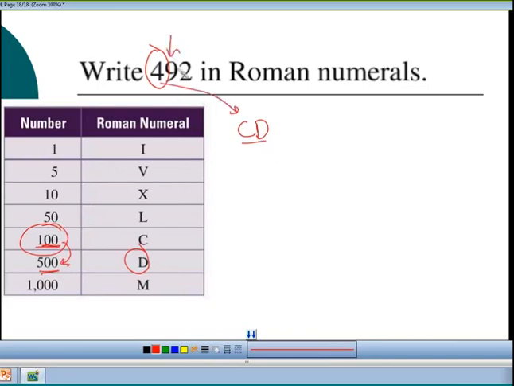And then 90 is, I could write out 9 X's, or the easier way is saying it's 10 before I would have gotten to 100. So I want to say XC, and that represents the 90. And then I would put 2 I's to represent the extra 2. So this is our 492.